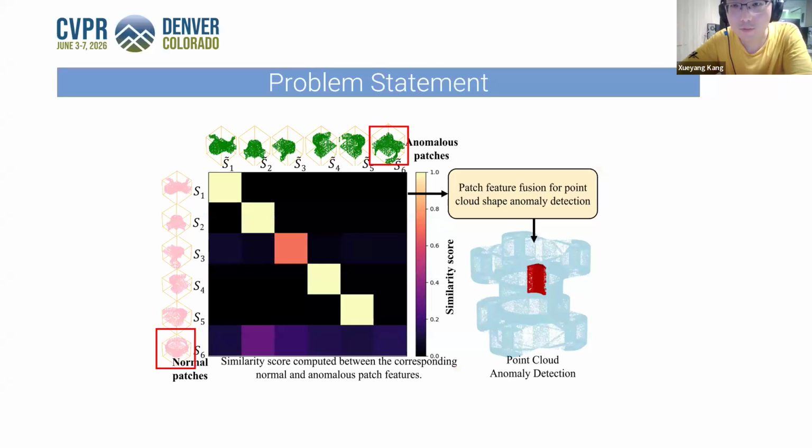This is the whole picture diagram of our proposed method. On the left are 6 normal patches extracted from a normal shape. On the top, their anomalous counterparts are presented. The similarity heat map between the different patch features shows a strong diagonal almost everywhere, except the last row where the anomaly exists. That broken patch feature, highlighted in red, is exactly the anomaly signal. We turn patch-level discrepancies into point-level anomaly predictions, producing the localized detection you see on the right.